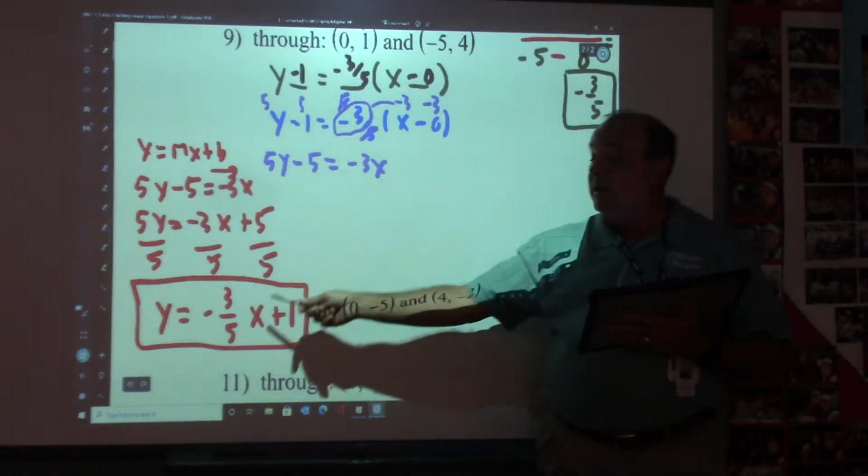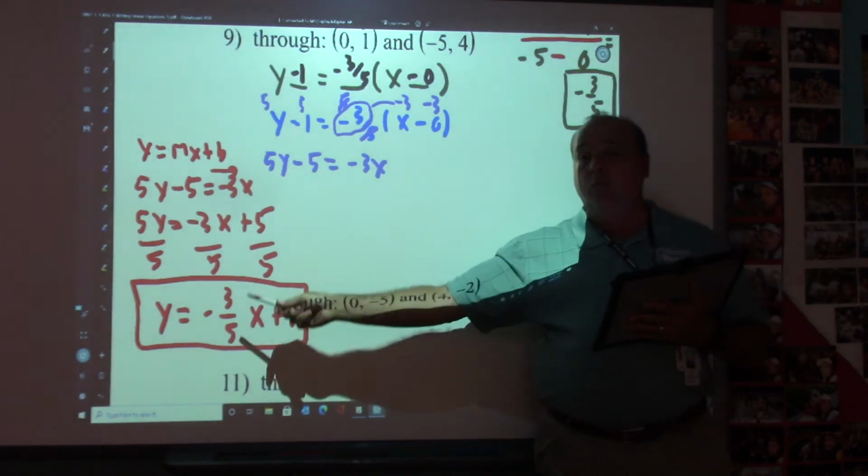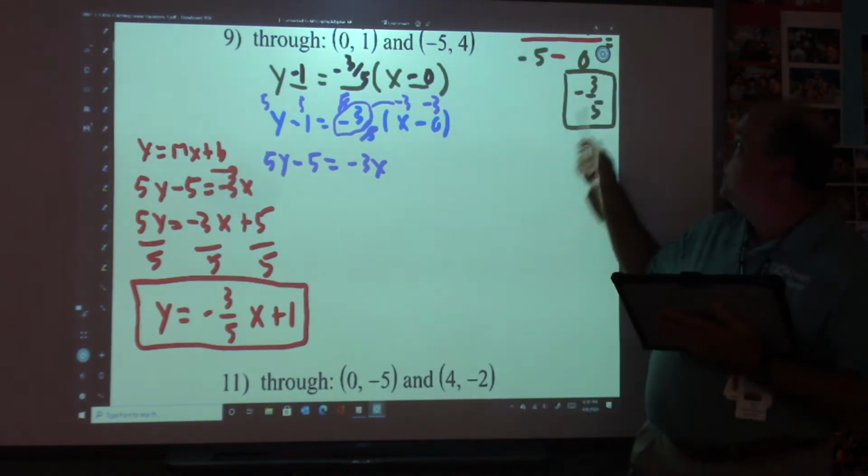Notice the slope did not change, did it? The slope stayed the same. You did all that work and the slope doesn't change.